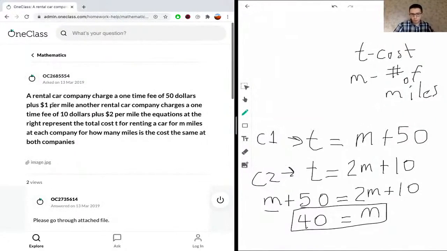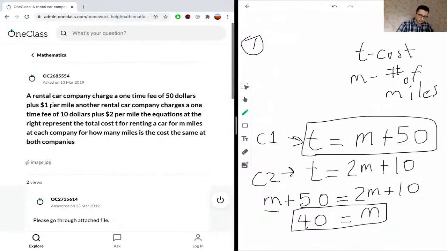So that essentially answers the question, but let's say it's also asking what the cost is when both companies are charging the same. So we can just substitute 40 into both equations. For equation one, T will be equal to 40 plus 50, and that'll give us just 90. So the total cost would be 90 at company one. And then to double check for company two, it should also equal 90.